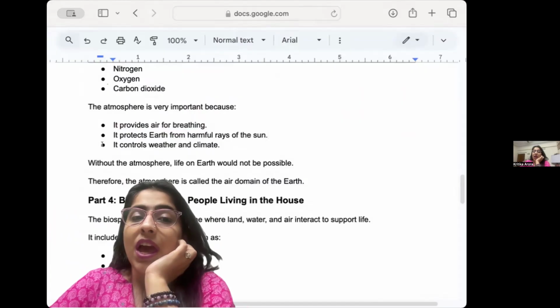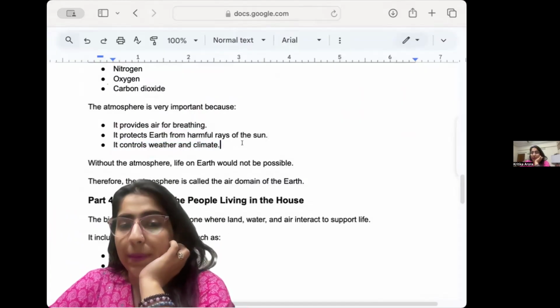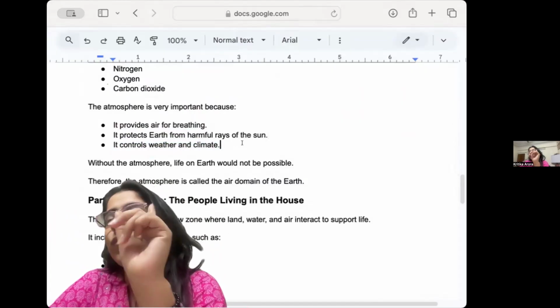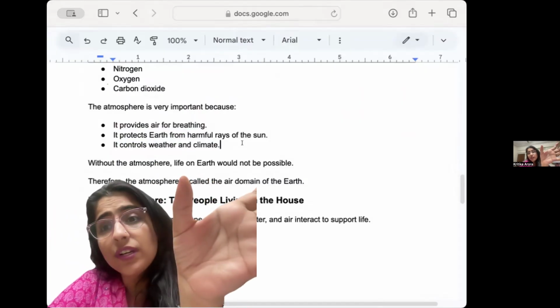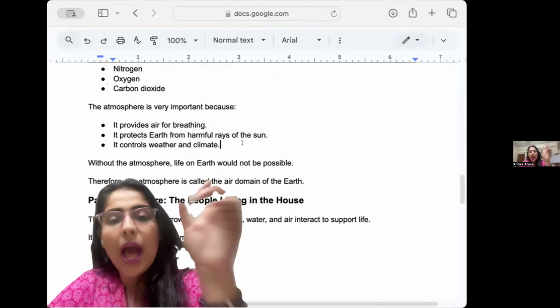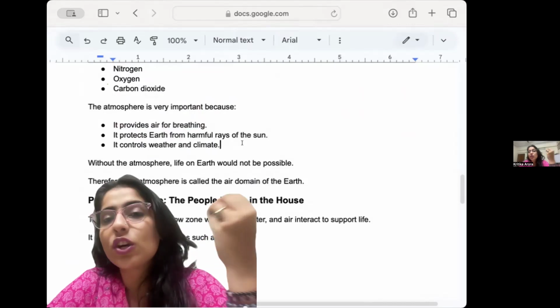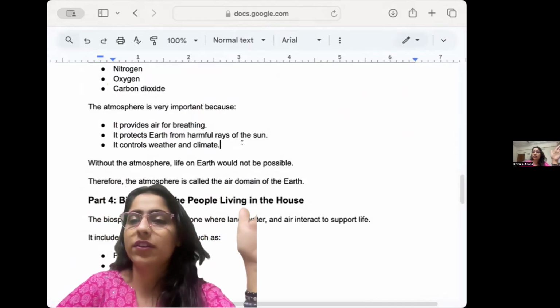Okay. And it controls weather and climate. So, again, the layer of the atmosphere which controls weather and climate is a different layer, and the layer which protects the earth from harmful rays of the sun is a different layer.